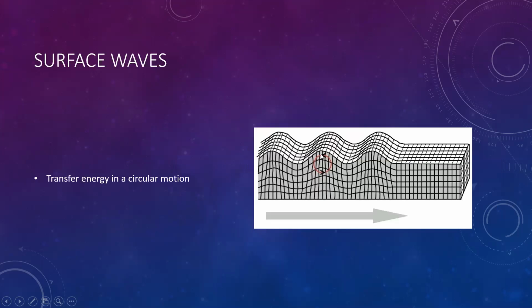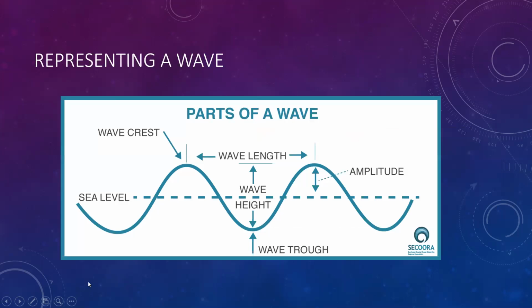And then you have a surface wave. These take both of those up and down and side to side movements, and so it moves in a circular pattern. There's lots of vocabulary words that go along with diagramming a wave. Again, this is technically an ocean wave, but it's a good diagram to help you.